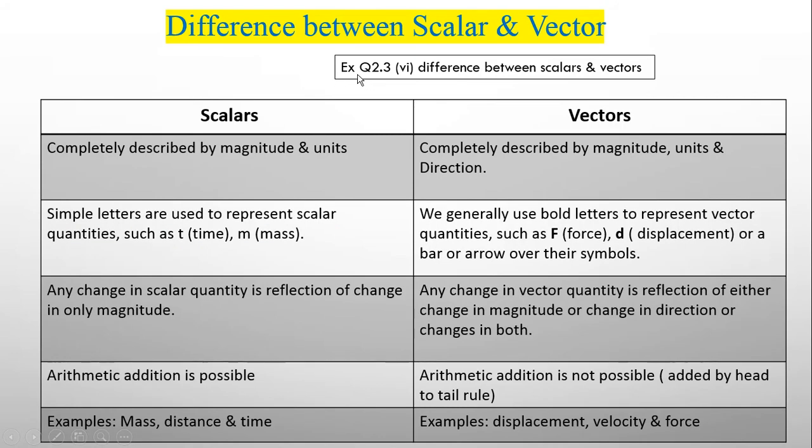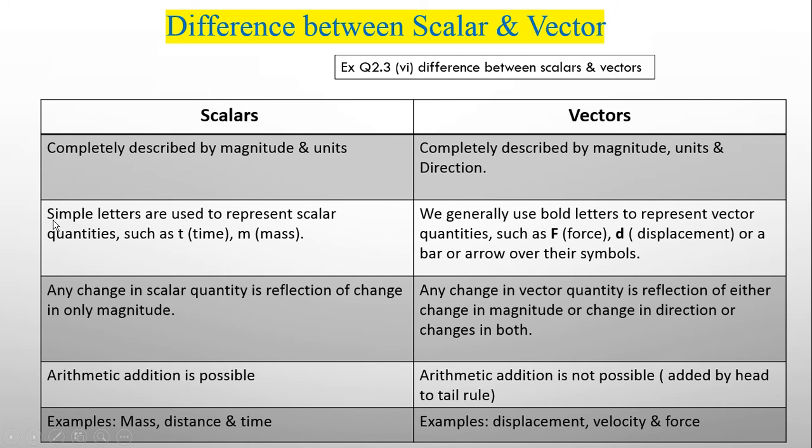Now referring to exercise question 2.3 part 6, the difference between scalars and vectors. So here are some differences between scalar quantities and vector quantities. First point: scalars are completely described by magnitude and units. Vector quantities are completely described by magnitude, units and direction.